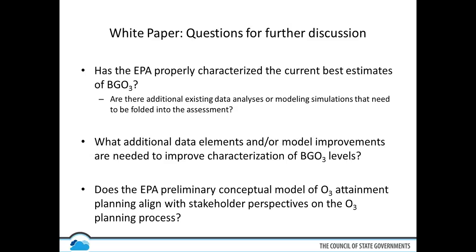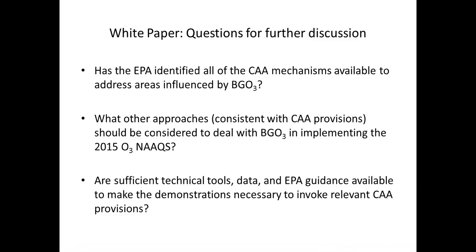And then if you advance the slide, the second broad set of questions would be, aside from the characterization of background ozone on the technical side, from a policy perspective, has EPA properly characterized the statutory mechanisms by which the issues that relate to background could be addressed as part of implementation of the 2015 standard? There are a lot of sub-elements there: are there other approaches aside from the four that we've identified that could be considered? Has EPA made sufficient tools or guidance available to make these demonstrations? Do stakeholders want, require, or need additional assistance from EPA to develop the necessary demonstrations?